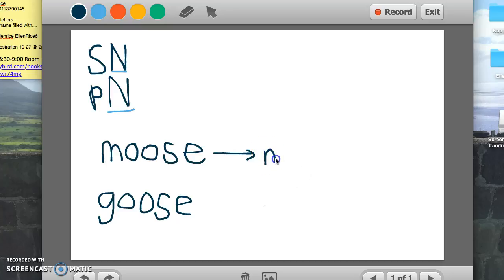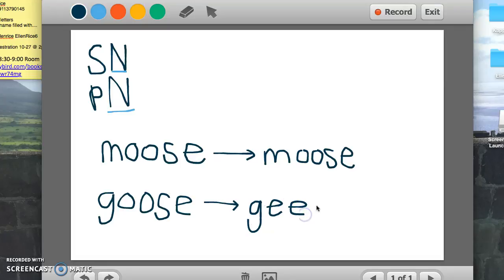A moose can be one moose or many moose. We don't say meese or mice because that would not make sense. But for goose, it does change. And even though it's spelled the same, we say many geese. Okay, great job today.